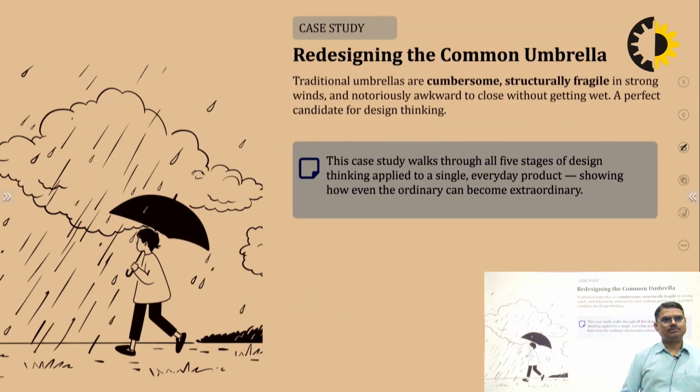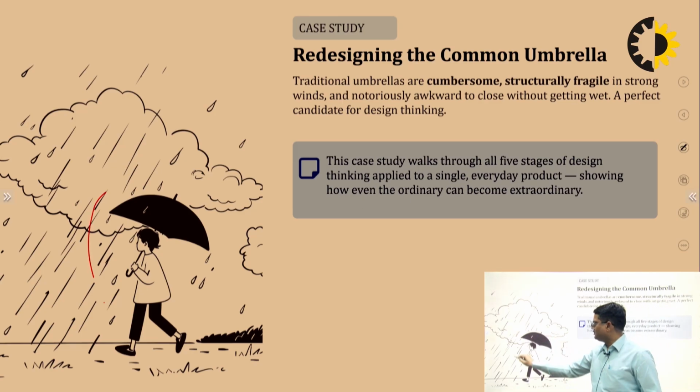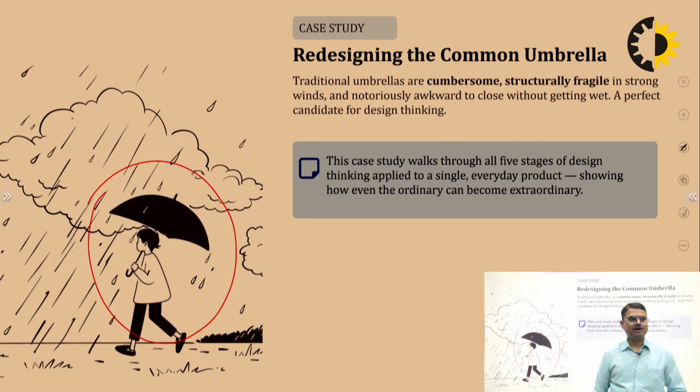So quickly, I'm going to do a case study. It's a very basic case study, and I've done this case study only for this video session. We are trying to redesign the common umbrella. So if we are using a common umbrella, like in this picture, you are seeing that this is the umbrella. When we are closing this umbrella, water eventually comes down to us. So we are thinking of a solution so that this should not happen at all.